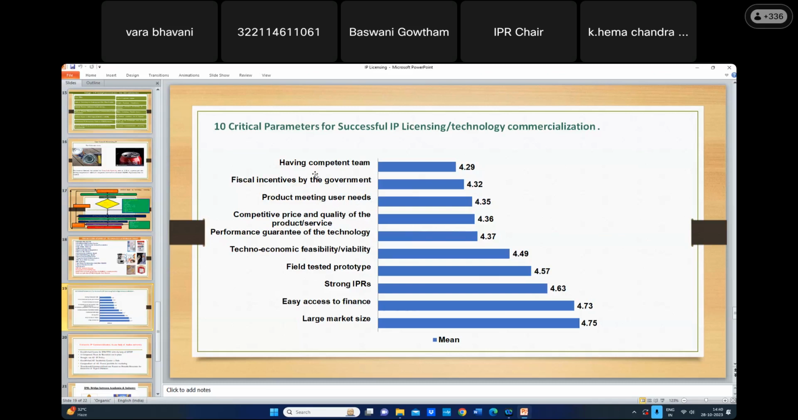Fiscal incentives by the government: the reason solar technology has become so successful in a very short time in our country is that the government is now giving a lot of incentives for adopting solar technologies. And of course, having a competent team on both sides, the transferer side and the receiver side, with the same passion and same energy level, is very, very important if you want to achieve technology licensing.